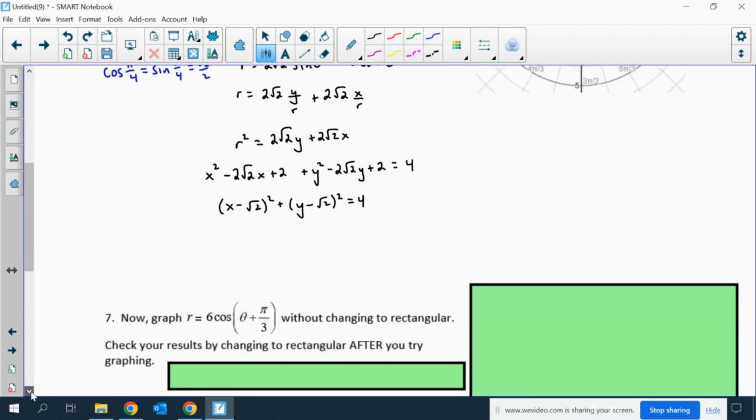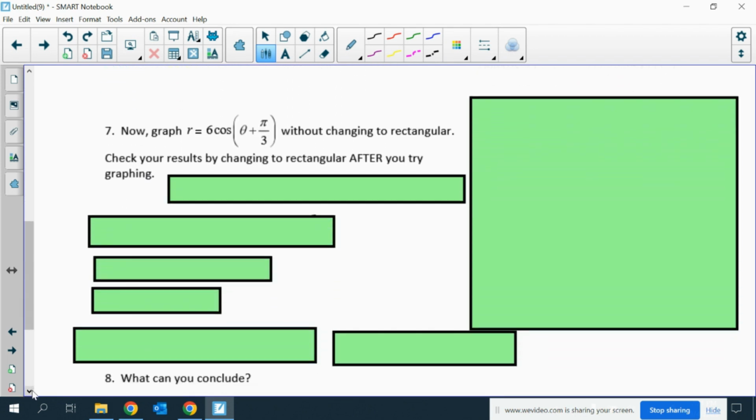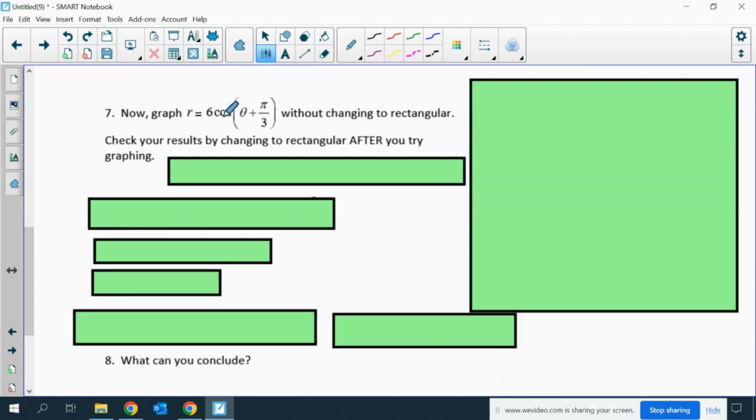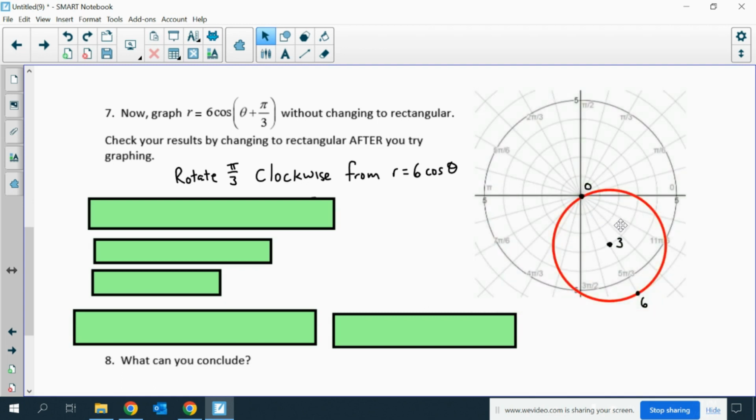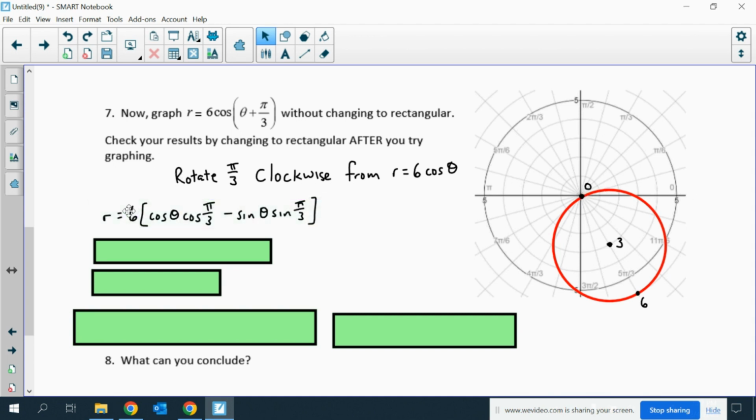So if I look at number 7, which is not the same graph as above, it's r equals 6 cosine of theta plus pi thirds. So my thought is that I'm going to have the graph of r equals 6 cosine theta rotated pi thirds clockwise. So this is my graph that I'm thinking it's going to be. R equals 6 cosine theta would be a graph of radius 3 on the x-axis in the positive direction.